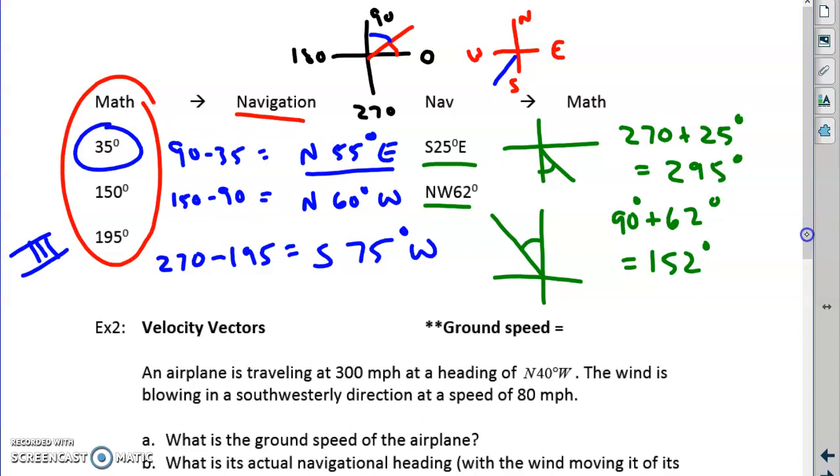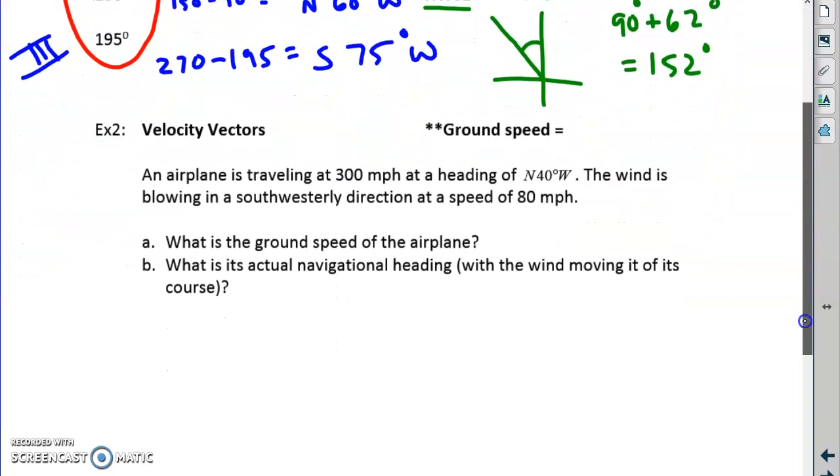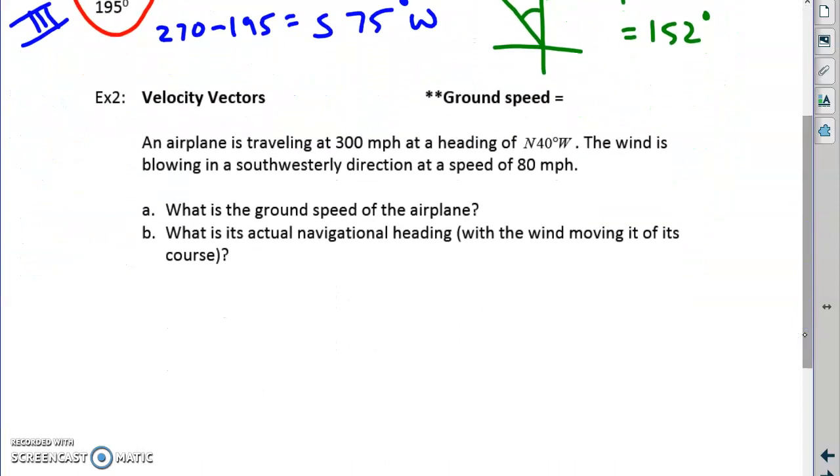So let's attack one. We're still going to use our vector additions and resultants. All right, let's read this problem. An airplane's traveling at 300 miles per hour at a heading of north 40 degrees west. The wind's blowing in a southwesterly direction at a speed of 80 miles per hour. What's the ground speed of the airplane?